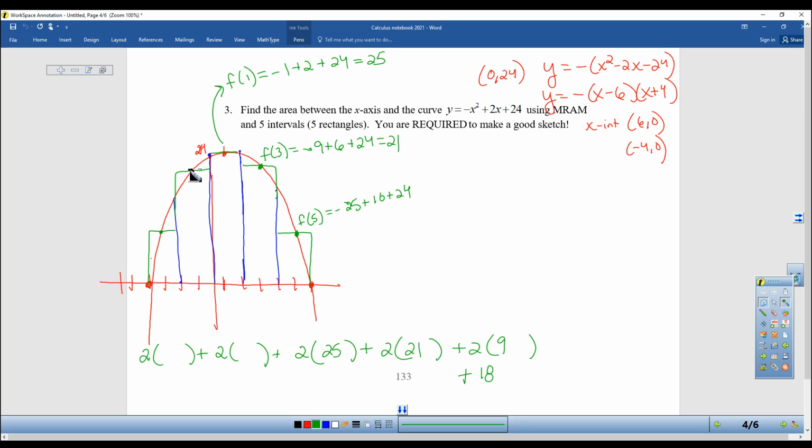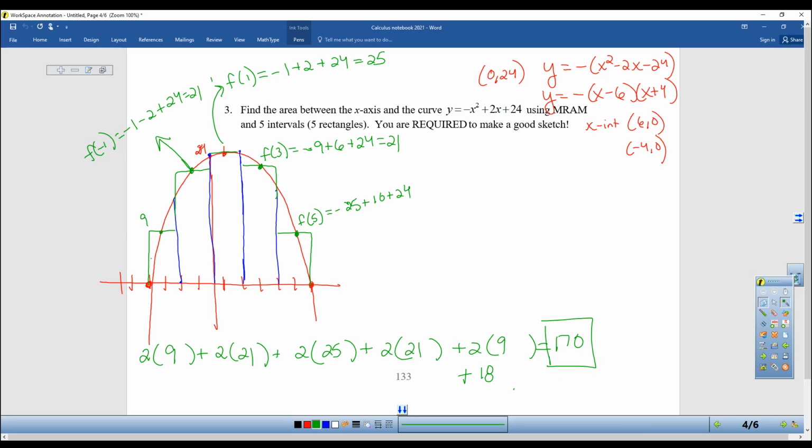Now it is a parabola, so this should be symmetrical. I'd be plugging in a negative 1. So f of negative 1 is negative 1 squared is 1, but there's still a negative there. So negative 1, 2 times negative 1 is negative 2, plus 24 is indeed 21. So I won't do the last one. I can see that it's going to be 9. So this is a 2 by 9. This was a 2 by 21. 2 by 25, 2 by 21, 2 by 9. And my final answer is 170.